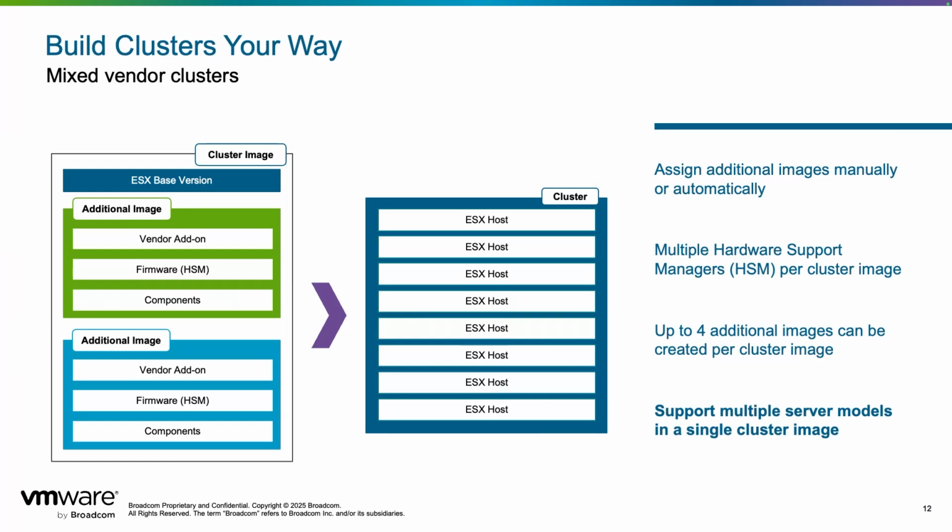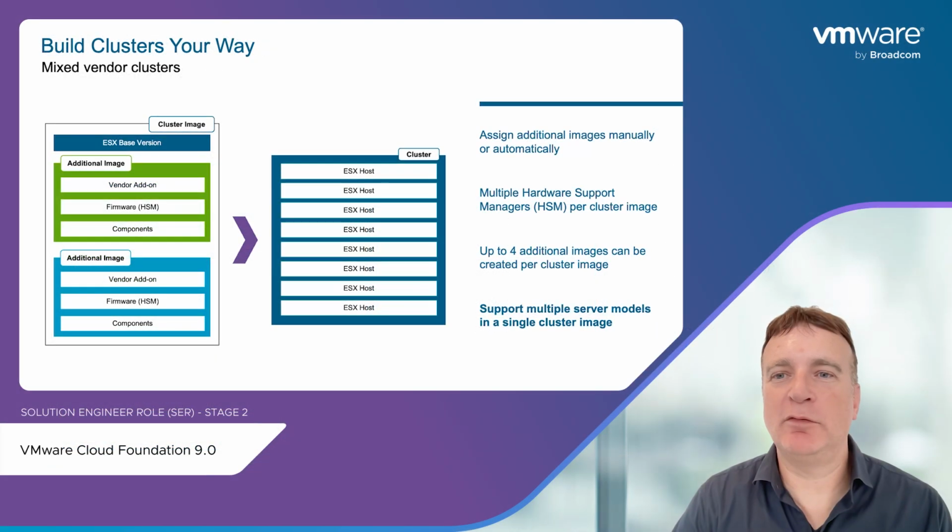Additional images can be manually assigned to a subset of hosts in a cluster or automatically using system BIOS information, including vendor model, OEM string, and family values. So what this means is that you can configure a single cluster, let's say with 5 Dell hosts and 5 hosts from HPE, where the Dell host can be assigned one image definition with Dell vendor add-ons and Dell HSM, and the HPE host can be assigned a different image definition with a HPE vendor add-on and HPE HSM. But all 10 servers in this example will be using the same base ESX version.